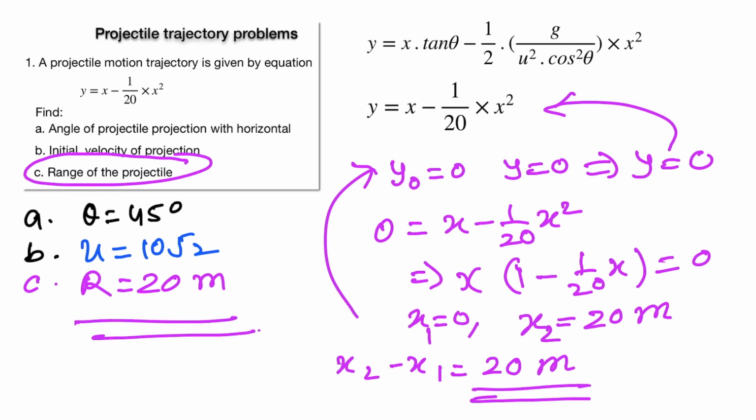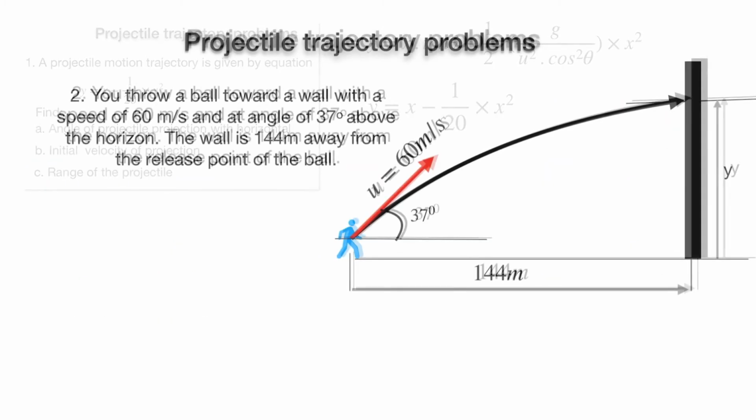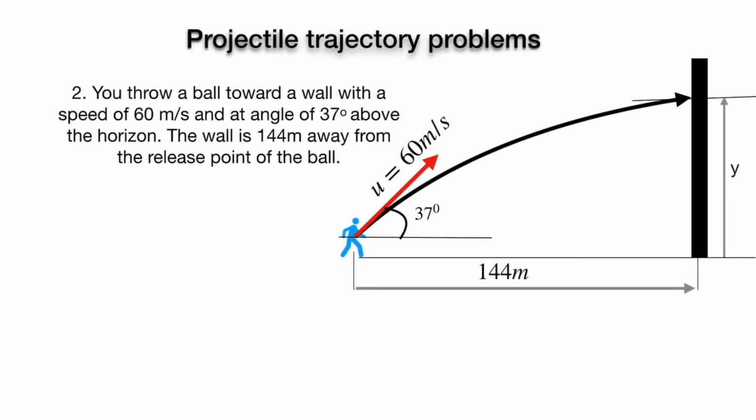So in this way, if we have the equation of the projectile trajectory, we can find out different parameters related to its motion. Now let's move to problem number 2. You throw a ball towards a wall with a speed of 60 meter per second at an angle 37 degrees above the horizon. The wall is 144 meter away from the release point.